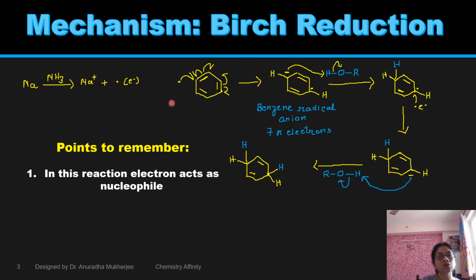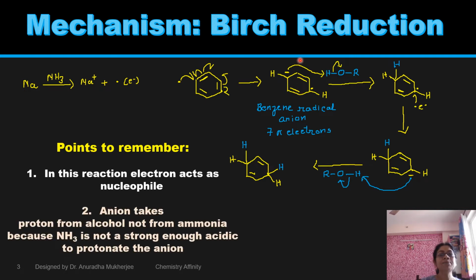Now from this reaction mechanism we have to remember a few important points: in this reaction the electron which is generated from the sodium acts as a nucleophile and attacks the benzene ring to generate the radical anion. So here one radical and one anion are forming. So this is called benzene radical anion. And benzene radical anion is a strong base, so it can abstract the proton from the alcoholic OH, not from the ammonia, because ammonia's hydrogen is not acidic enough to be donated to the anionic site. So that's why the use of alcohol is important for the Birch reduction.